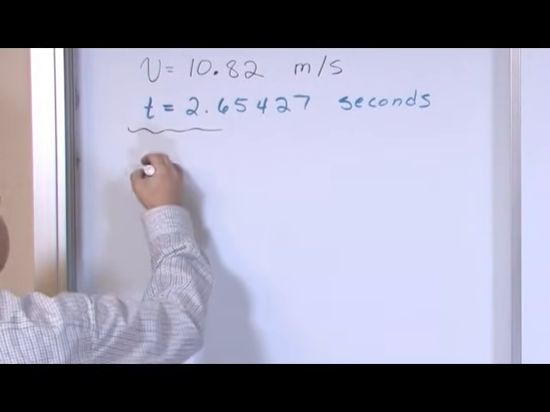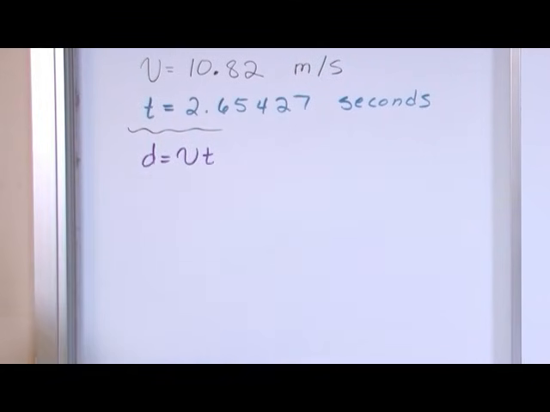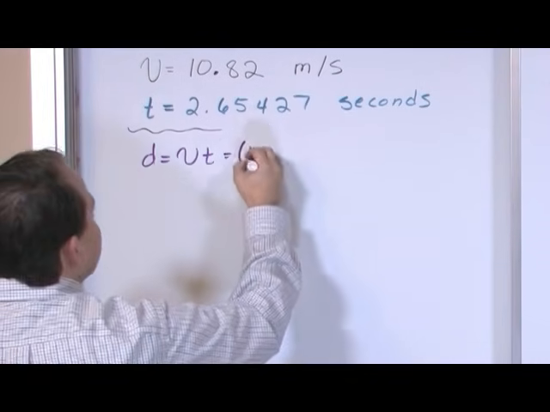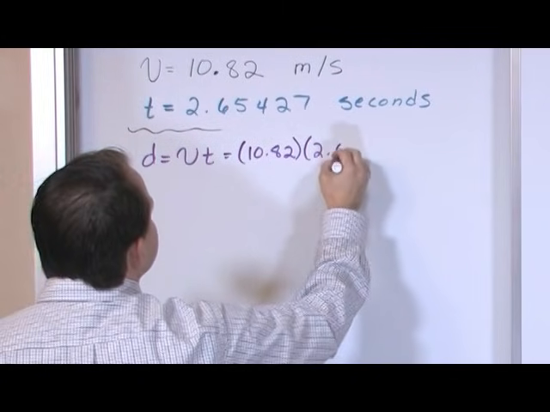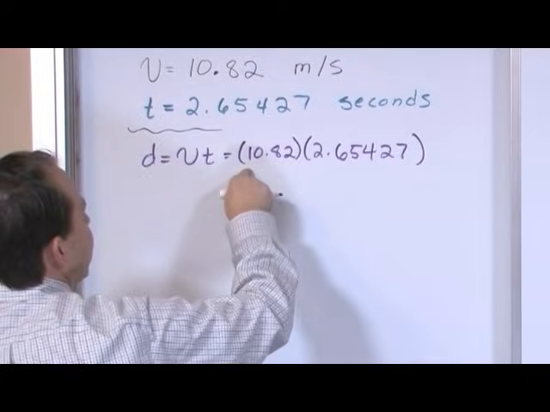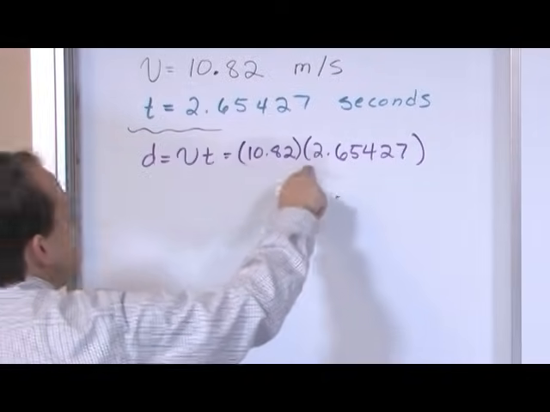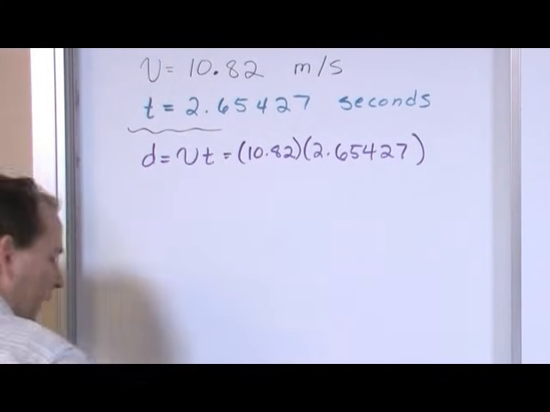The distance that I'm going to travel is the velocity times the time, v times t. All right? So if I were going to do that, I would go in my calculator and put 10.82, and I would multiply it by 2.65427, because this is the distance, this is the velocity, meters per second. This is the time in seconds. I multiply it.